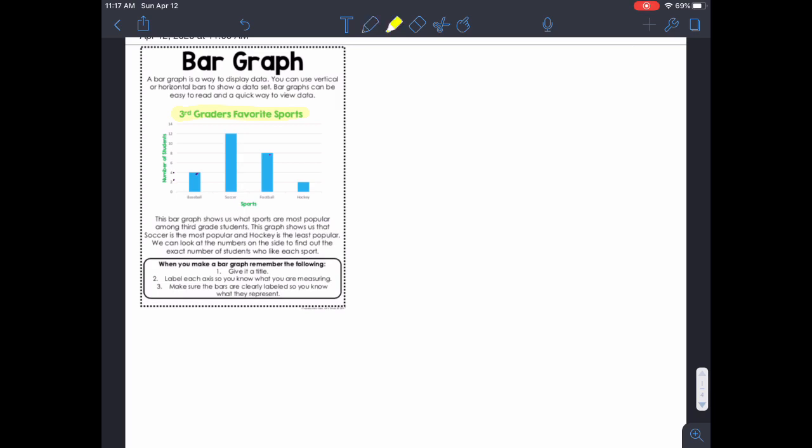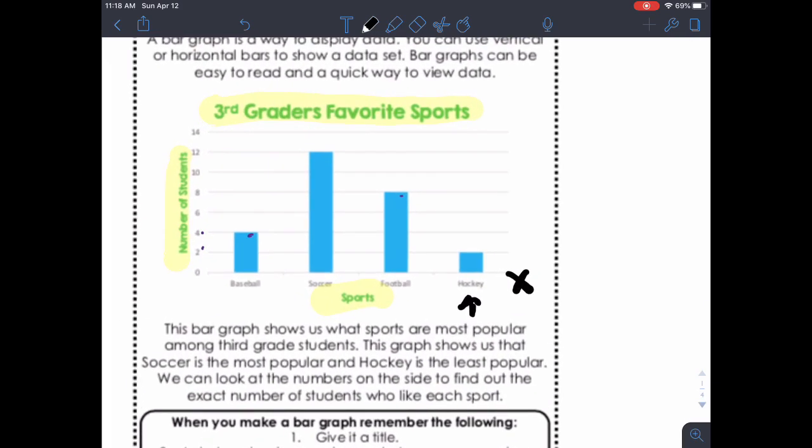Every graph also has to have labels. So on its x-axis right here, it says sports, and that's telling me all these names right here are different sports that they could have chosen. And then on the y-axis, it says number of students. So these numbers are showing me the number of students that voted for that sport.